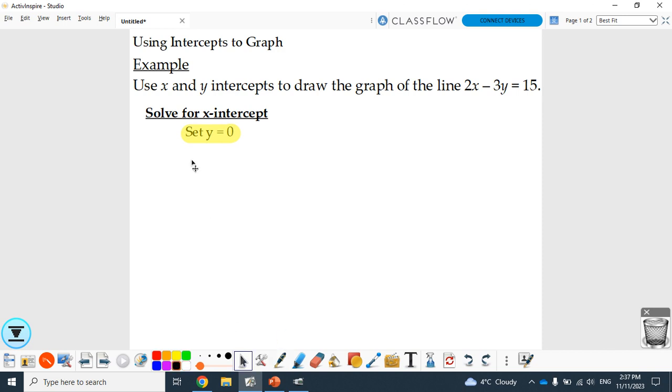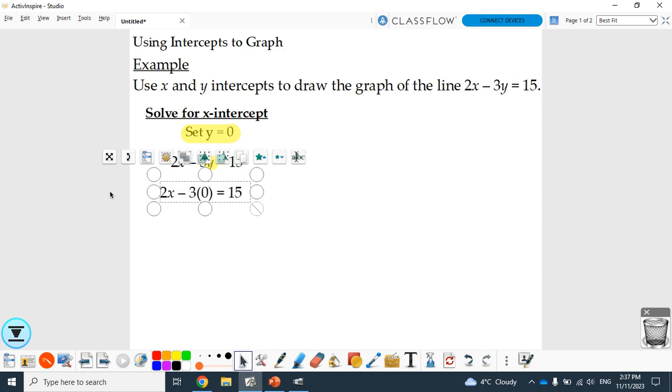So the first thing we're going to do is write the equation. We're just going to restate it so we have it written right here. 2x minus 3y equals 15. And then we're going to replace this y in the equation with 0. So we're substituting in 0 here. It'll look like this: 2x minus 3 times 0 instead of minus 3y equals 15.